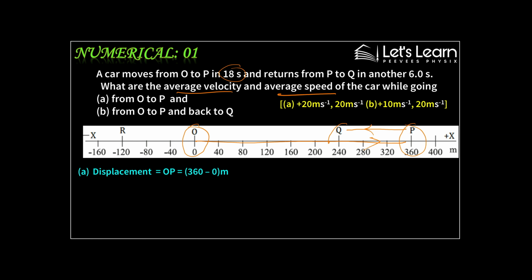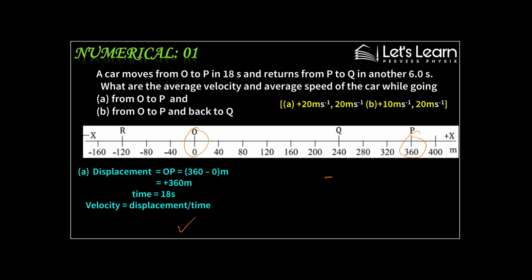How do you find the average velocity? Which is total displacement divided by total time. For O to P, the displacement is final position is 360, initial position is 0. So the displacement is 360 take away 0, which is 360. And how much time they took? 18. So average velocity will be displacement divided by time, which is 360 divided by 18, plus 20 meter per second. Plus stands for it was moving towards right.